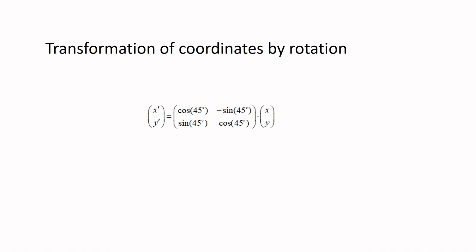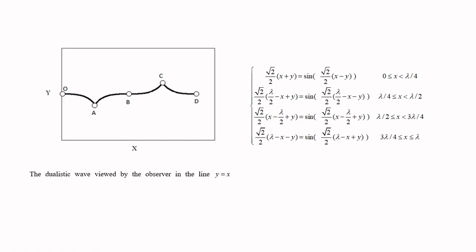Here is a transformation of coordinates by rotation, and we rotate the dualistic wave by 45 degrees. And we do the transformation of coordinates according to this formula. And then we have the dualistic wave viewed by the observer on the line y equals x. And this is the system of equations describing the dualistic wave.